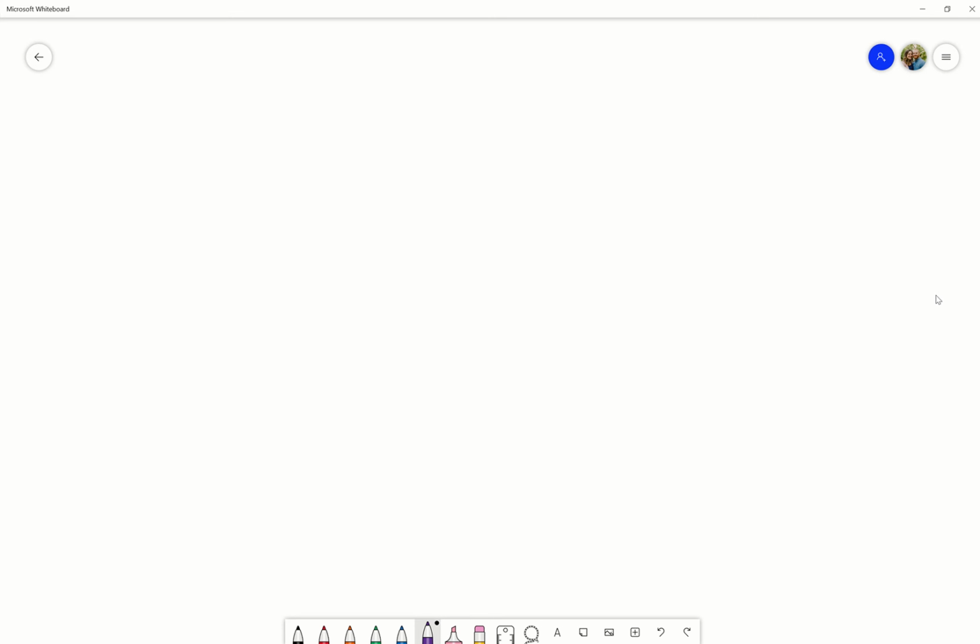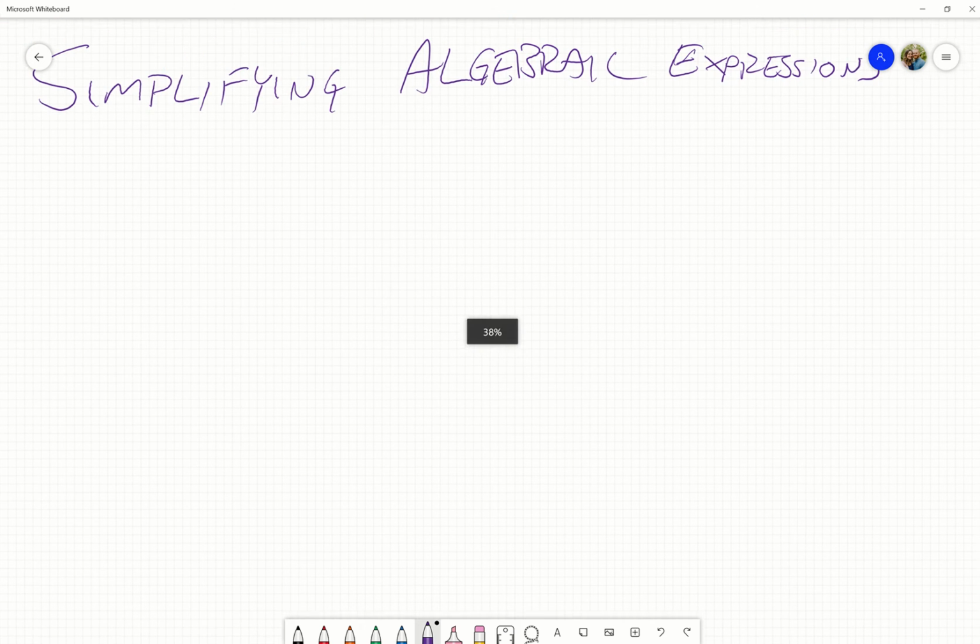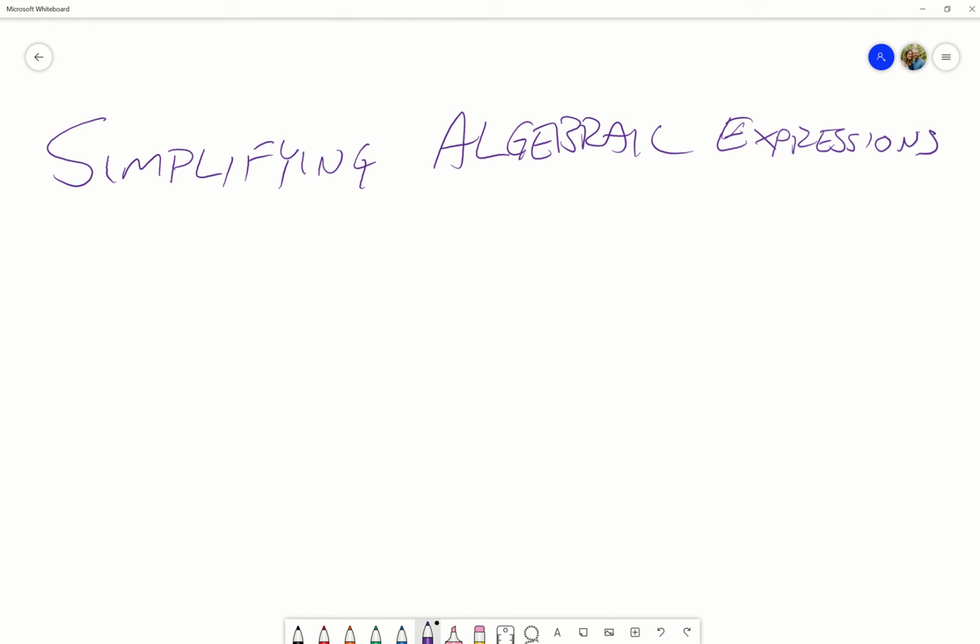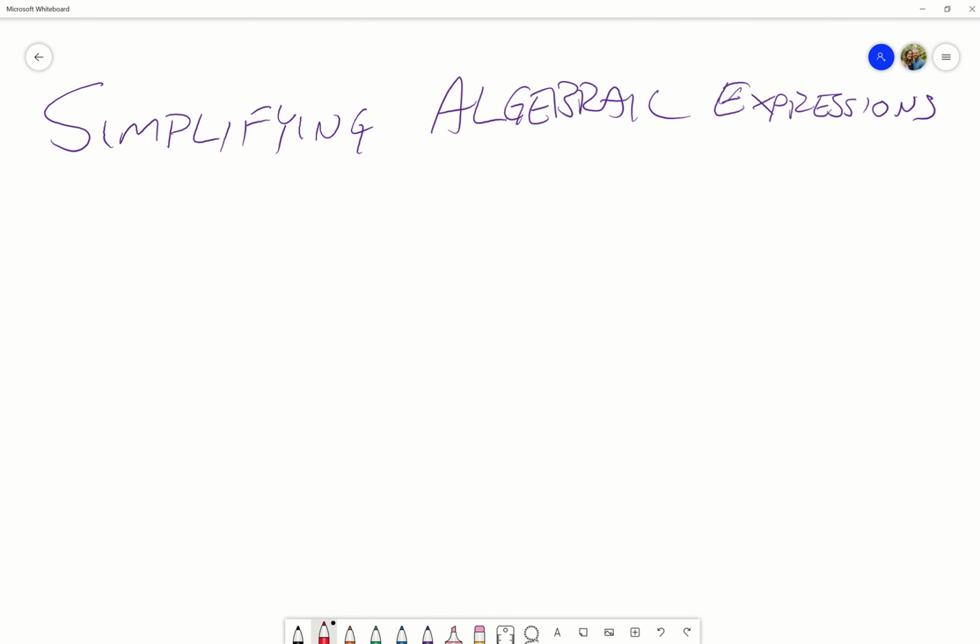Today we are on a lesson called Simplifying Algebraic Expressions. All right, simplifying algebraic expressions. And so we have two vocab words today. One of them is term.